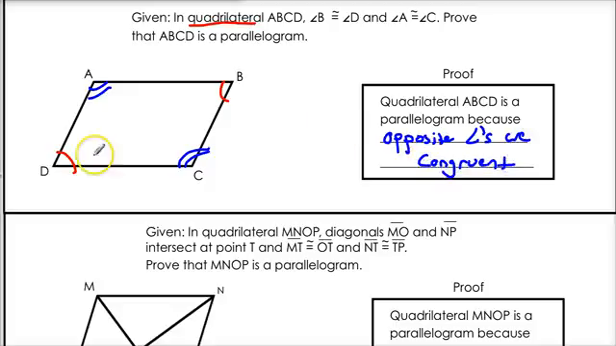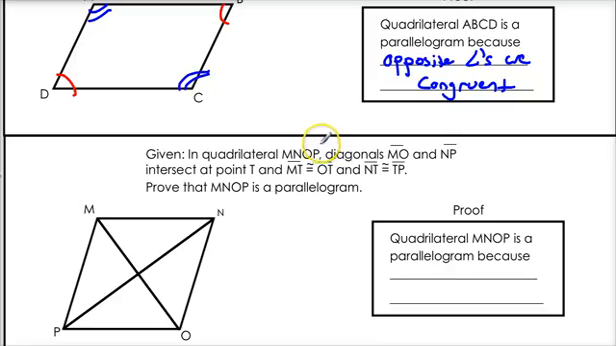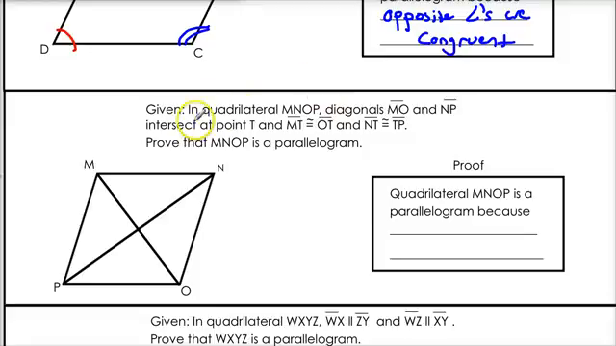Remember, if opposite angles are congruent, then this must be a parallelogram. And that's why they gave us this. All right, that's one example. In our second example, it says in quadrilateral MNOP, diagonals MO and NP intersect at point T. So that would be right here. We know that MT is congruent to OT, and we know that NT is congruent to TP.